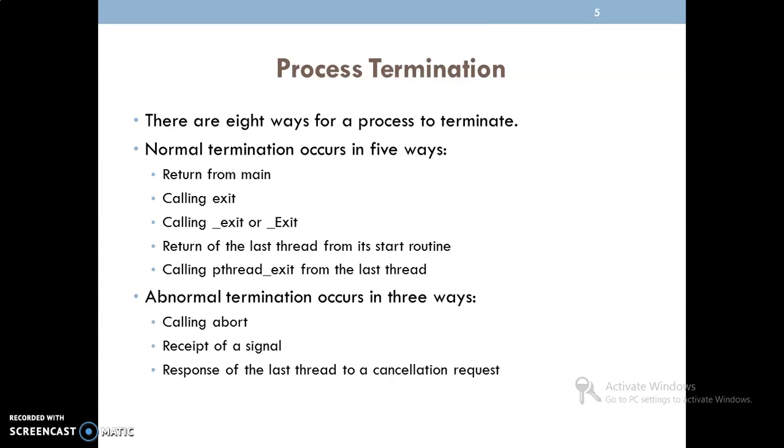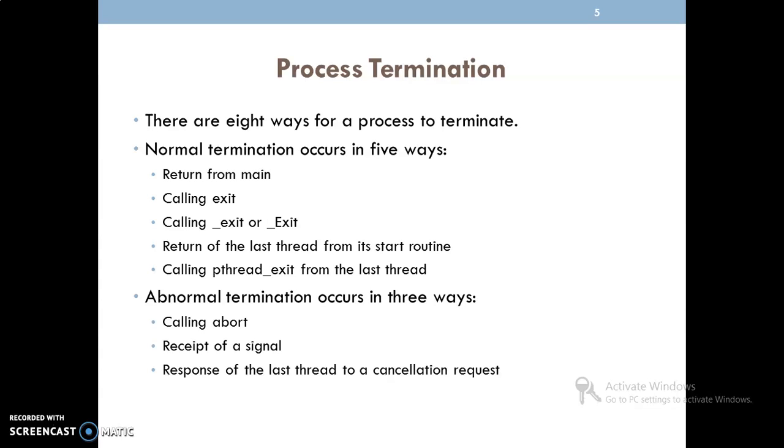Basically, we have two ways. One is normal termination and the other is abnormal termination. In normal termination, we can do it in 5 ways. For abnormal termination, we can do it in 3 ways. So the normal termination points are: return from main, calling exit, calling _exit, calling _Exit, return from the last thread from its start routine, and calling pthread_exit from the last thread.